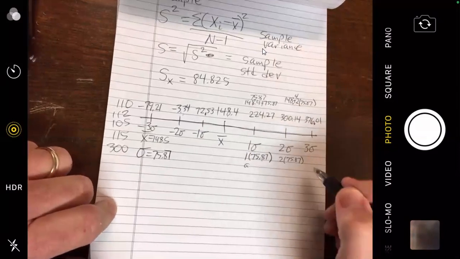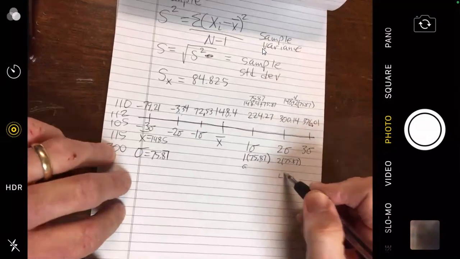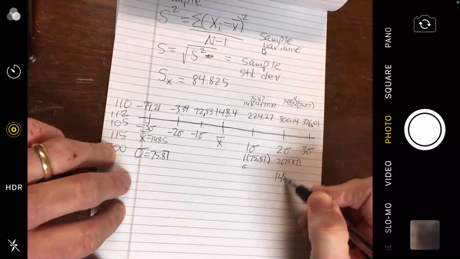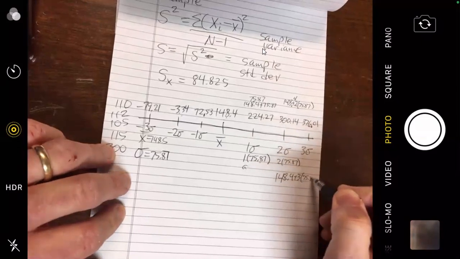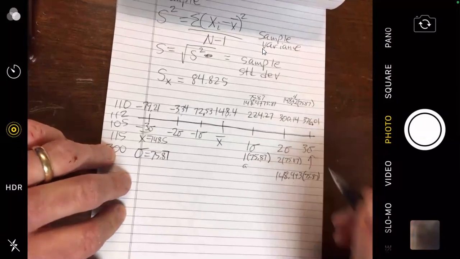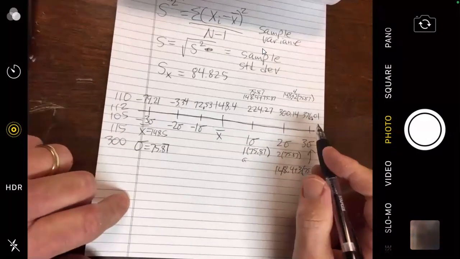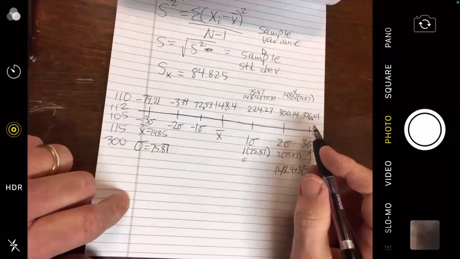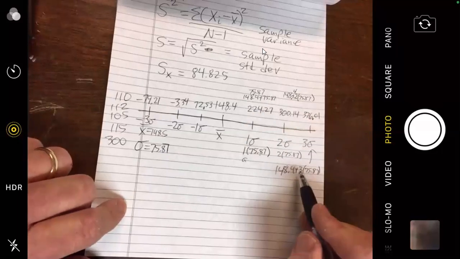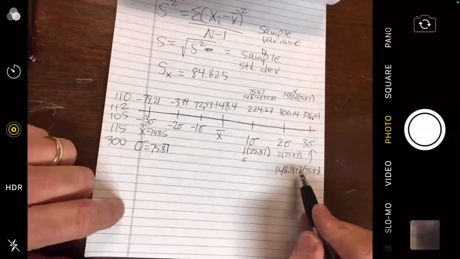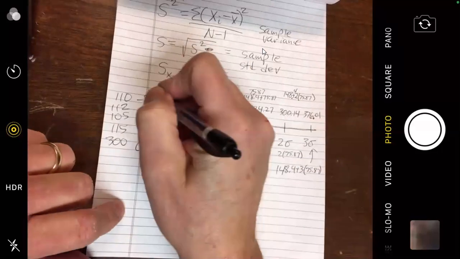And then if you go 148.4 and add 3 times 75.87, you wind up with 376.01, which is 3 standard deviations above the mean. All you've got to do is change the plus signs to minuses, and you wind up with these numbers.